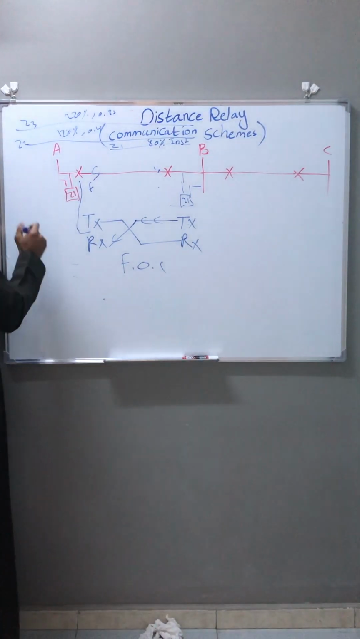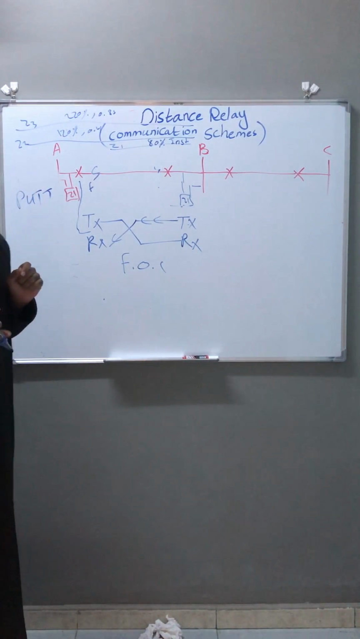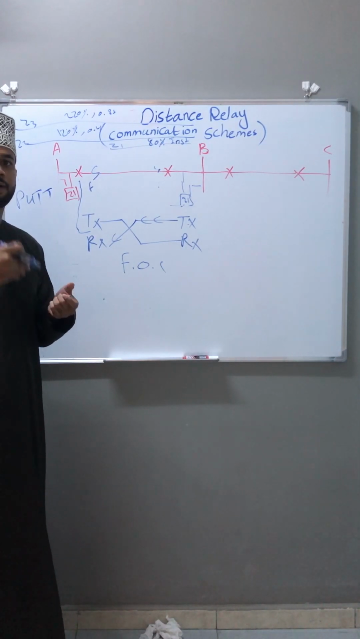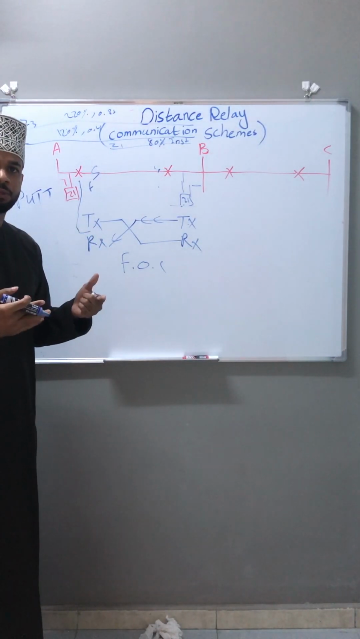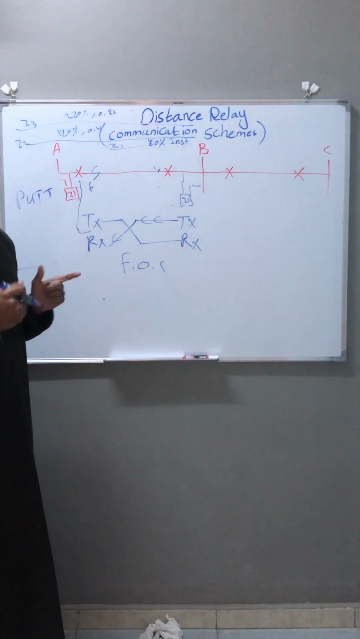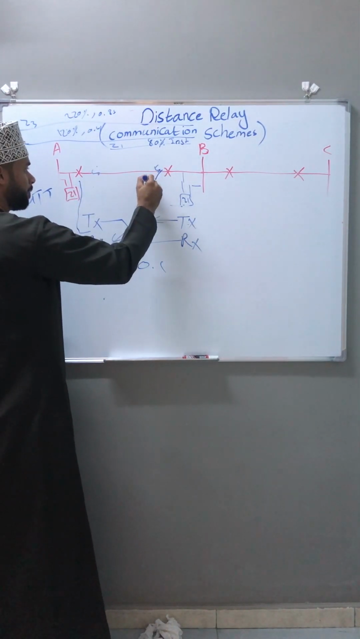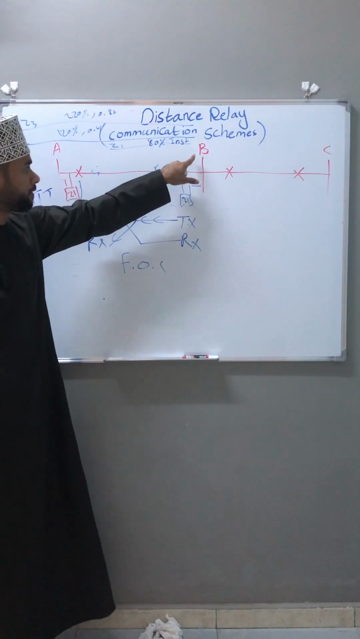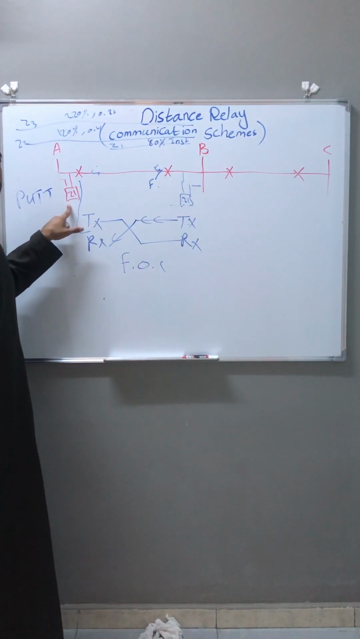Now let's see the PUTT, the other scheme. PUTT, permissive underreach transfer trip. From its word, permissive means there is some monitoring or supervision that needs to be checked before I give the command to trip. Let's see how this will work. Now let's implement the fault here. If you implement this fault here, the distance relay in substation B will see the fault in zone 1, but the distance relay in substation A will see the fault in zone 2.